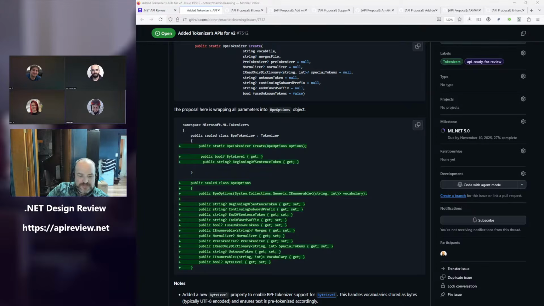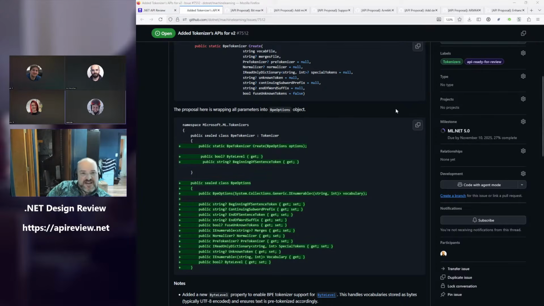Sorry, I didn't mean to interrupt. Does the vocabulary constructor parameter to the options populate anything other than the vocabulary property? No, it's just the vocabulary. Makes sense. Any reason not to make vocabulary settable as well, just for convenience, since everything else is? I get why it needs to be a constructor parameter since it's not nullable, but once it's a constructor parameter, it shouldn't be settable. All right. But everything else is settable. Everything else was optional.